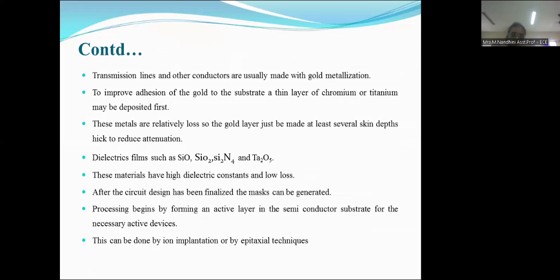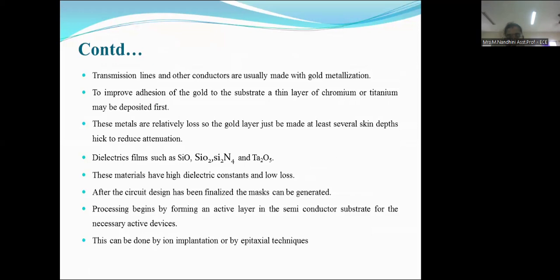Dielectric films are SiO, that is silicon oxide, silicon dioxide, Si3N4, and titanium oxide, Ta2O5. These are the generally used dielectric films. These materials have a high dielectric constant and low loss. After the circuit design is finalized, the mask can be generated.